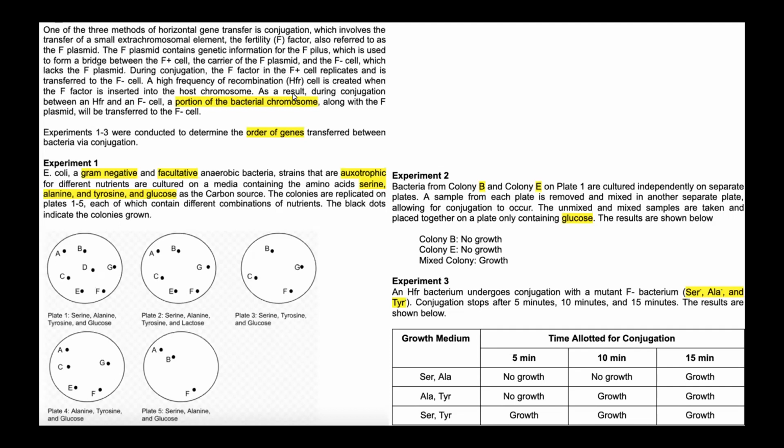And then I also highlighted colonies B and E because experiment 2 is referring to these specific colonies. And glucose is added in there because the plate only has this one nutrient. Finally, I highlighted serine negative, alanine negative, and tyrosine negative because that's the genotype of the F- bacterium. Does anyone have any questions about my highlights?